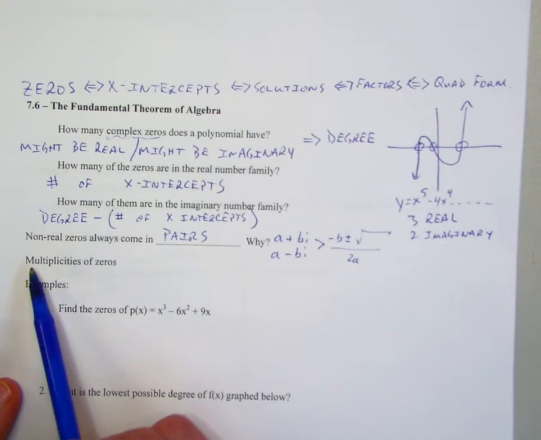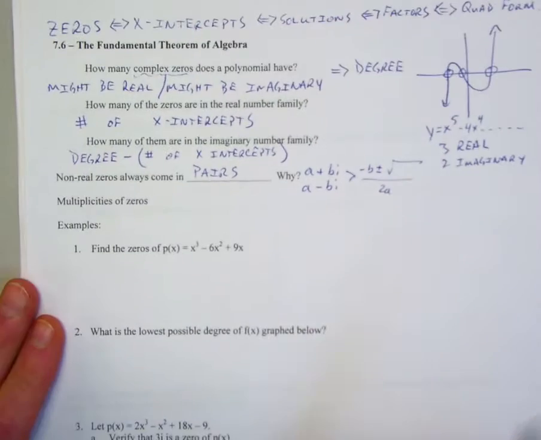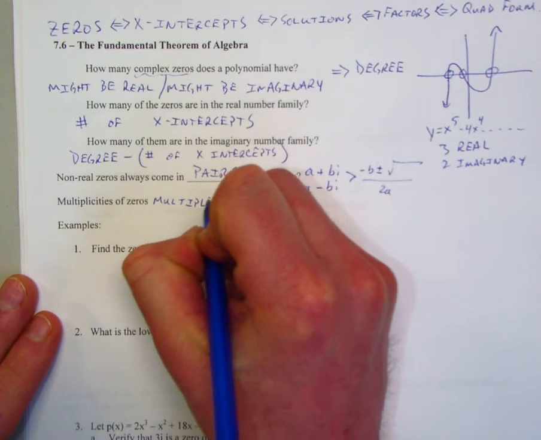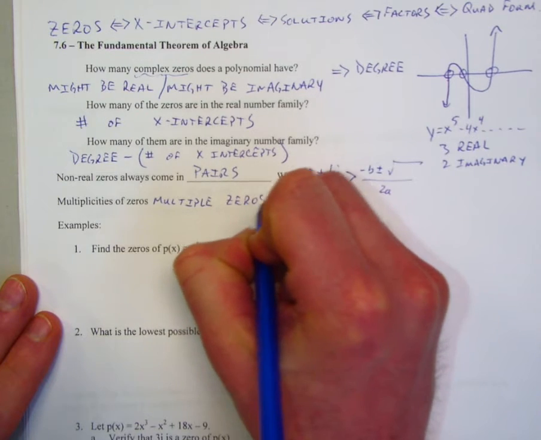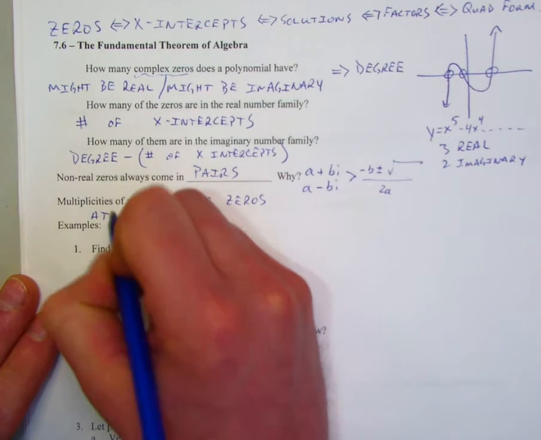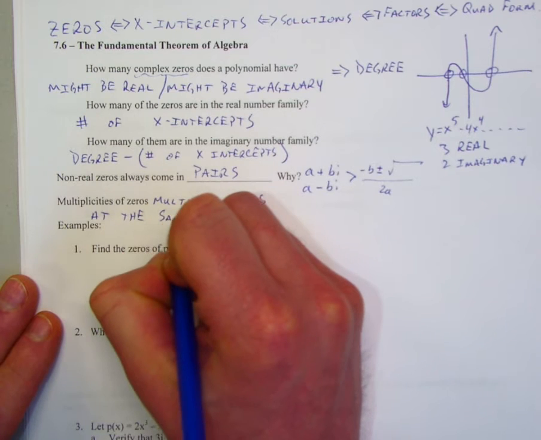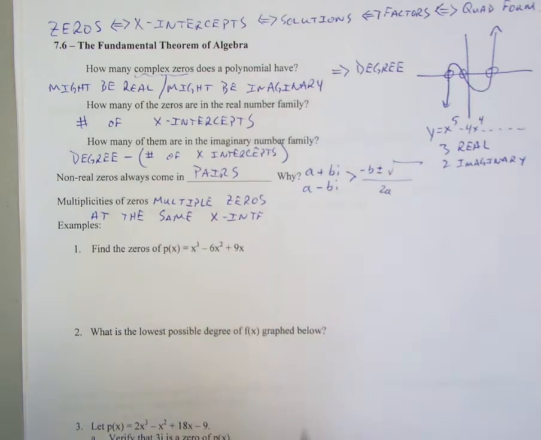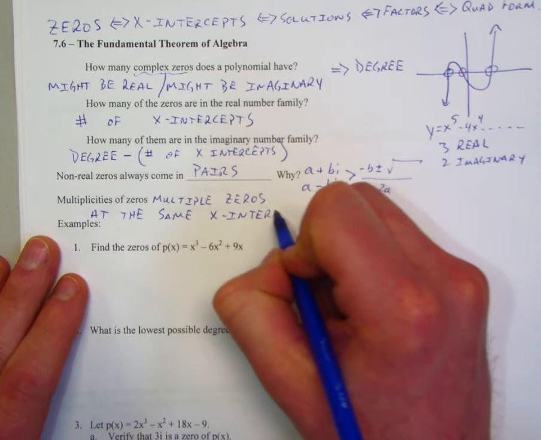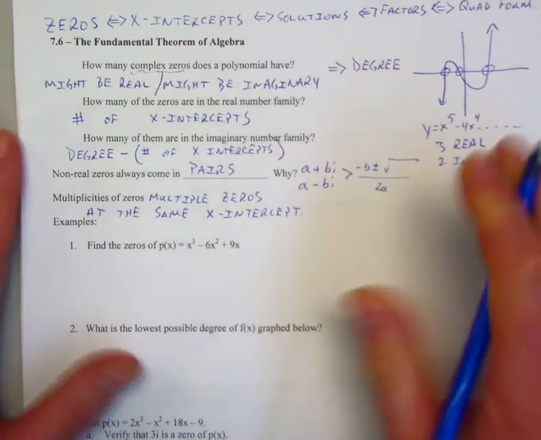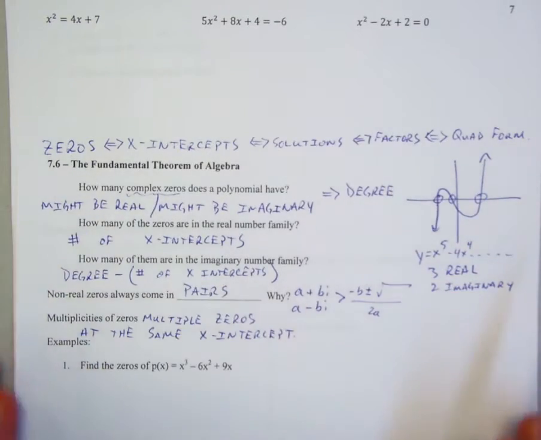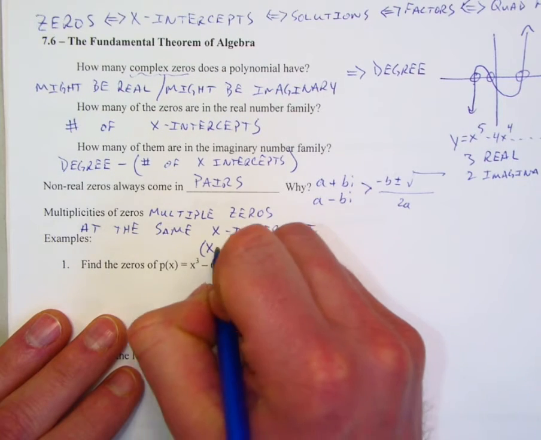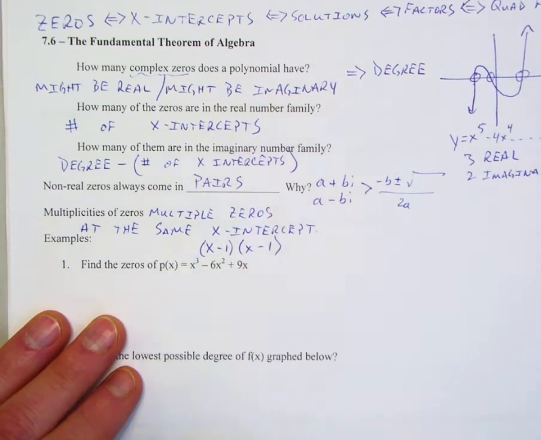The last little trick that we need to know is something that's called a multiplicity of zero. A multiplicity of zero is multiple zeros at the same x-intercept. Well, what do you mean by that? How is that possible? Well, let's say I have factors, because like I said, we know that all of these are related: zeros, x-intercepts, and all that. Let's say I have factors that look like this. So I have two factors. I have x minus 1 and x minus 1. Got the same one twice.